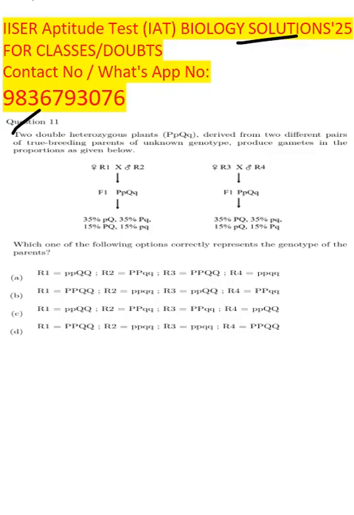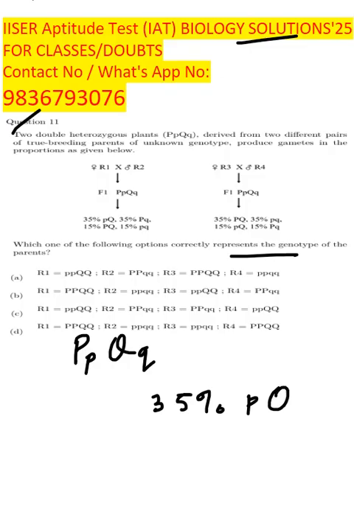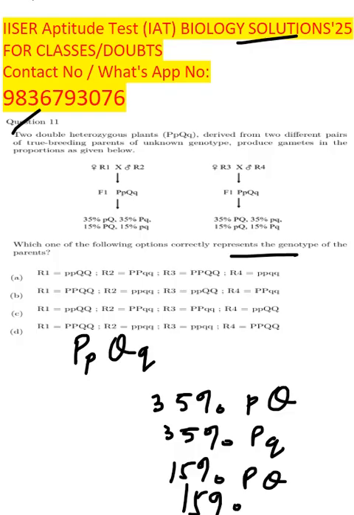Two double heterozygous plants derived from two different pairs of two breeding parents of unknown genotype produce gametes in the proportion as given below. Which one of the following options correctly represents the genotype? Given F1 genotype, that is PpQq, gametes formed are 35% PQ, 35% pq, then 15% Pq, and 15% pQ.